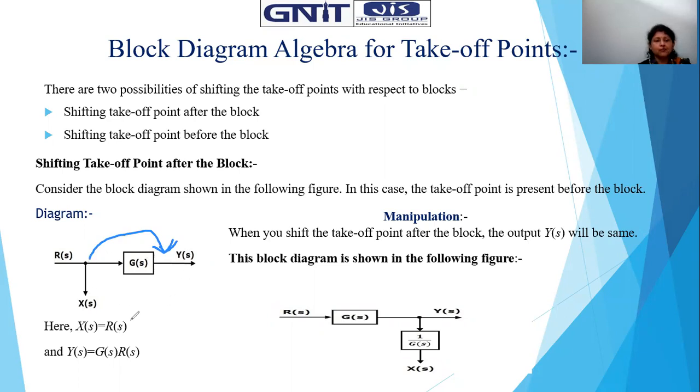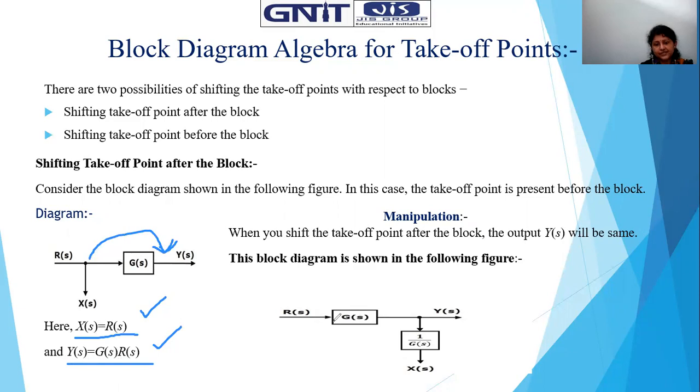So while shifting the takeoff point after the block, what do we have here? X(s) and R(s). X(s) is basically the branched-off signal, the same signal branching off. So X(s) is basically R(s). And what is Y(s)? Y(s) is basically G(s)R(s), because it is passing through G(s). These two signals you have to keep in mind. X(s) must be R(s), whatever the manipulation. Y(s) should be G(s)R(s).